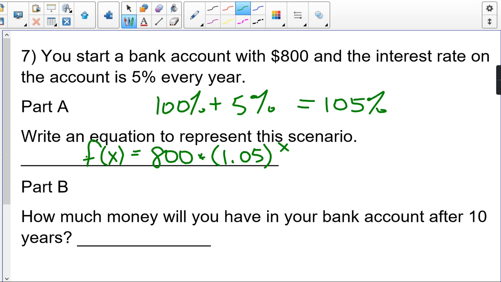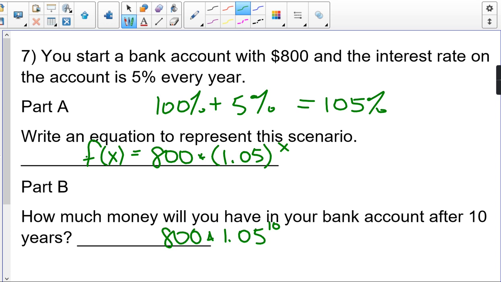Now, how much money will you have in your bank account after 10 years? Go ahead and figure that out. You'll probably want a calculator for that. Okay, so we have $800, and we're multiplying it by 1.05 10 times, but we don't have to multiply 10 times.